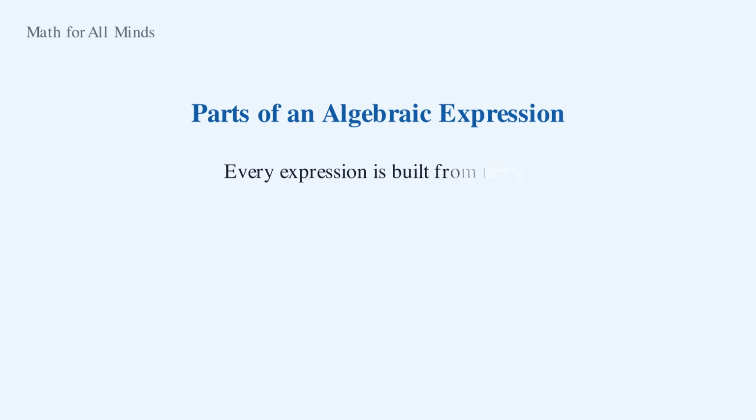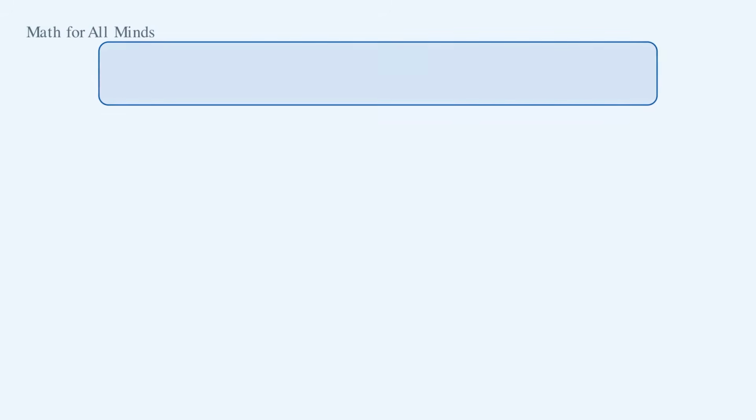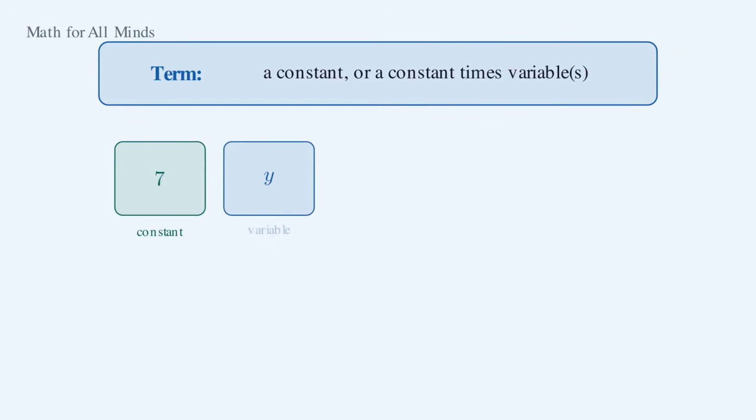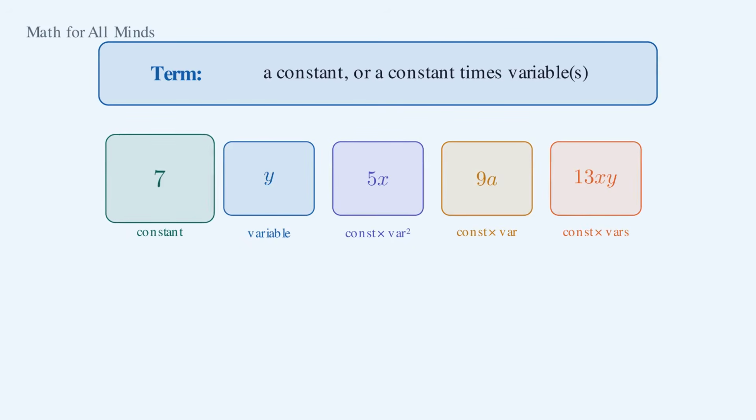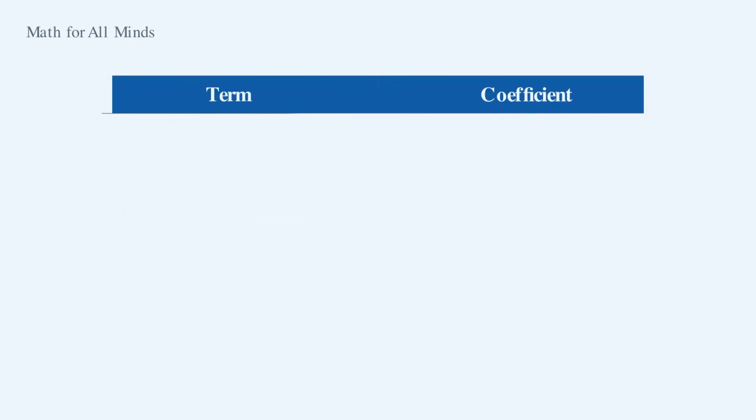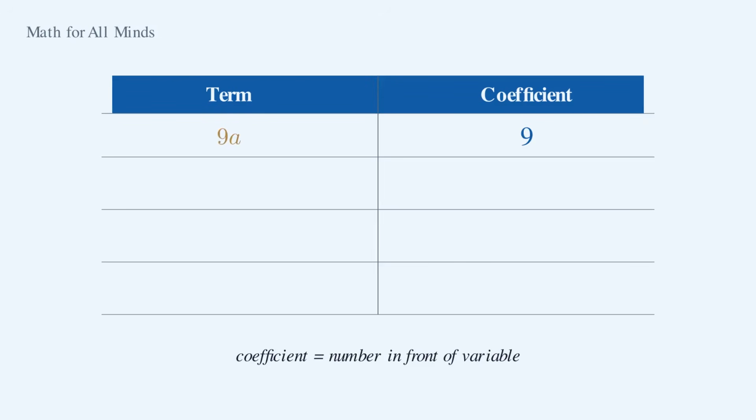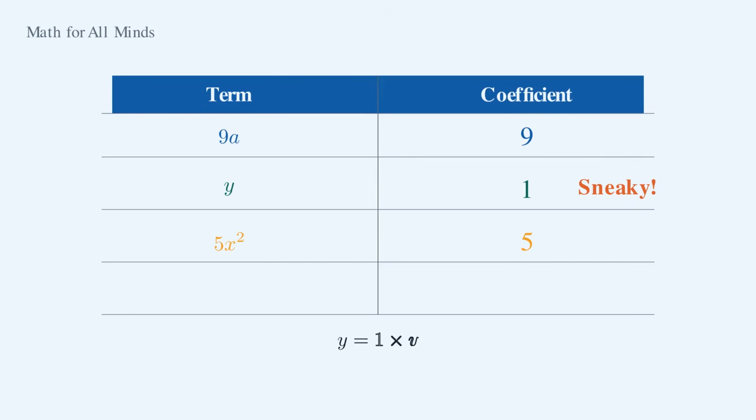Now let's zoom out and look at the parts of an expression. Every algebraic expression is built from terms. A term is either a constant, like 7, or a constant times variables, like 9a or 5x squared. The number in front of the variable is called the coefficient. In 9a, the coefficient is 9. In 5x squared, the coefficient is 5. And here's a sneaky one for just plain y. The coefficient is 1, because y means 1 times y.